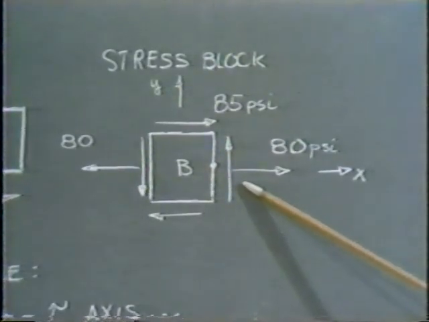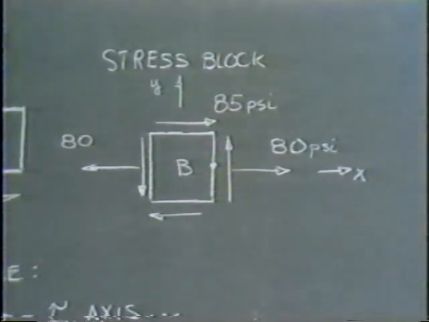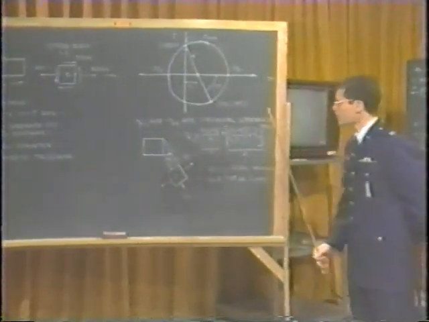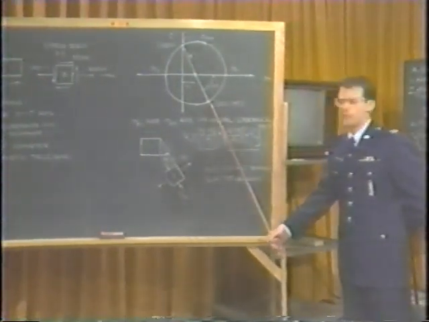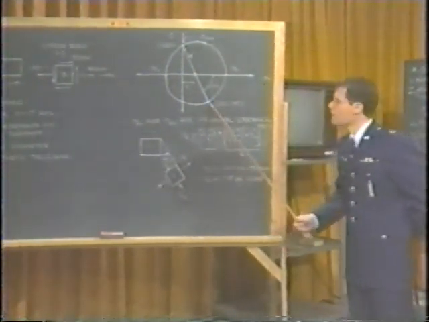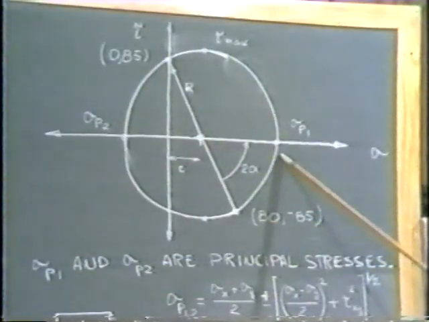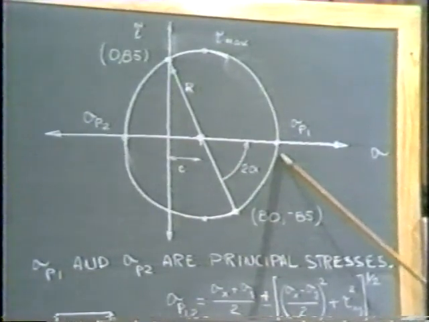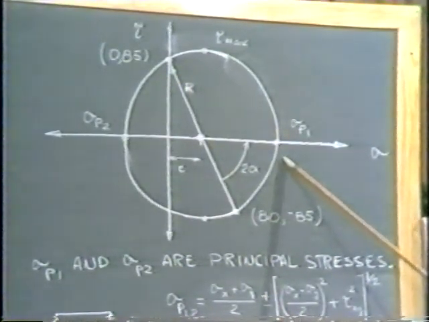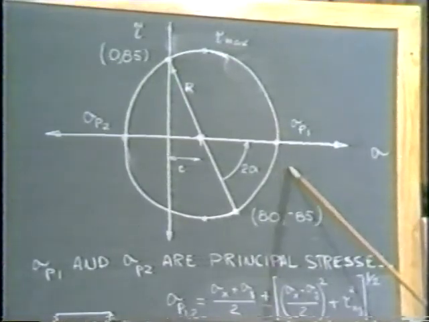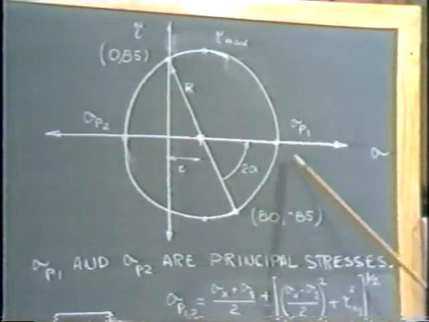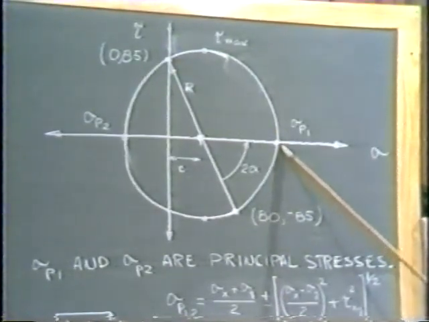That, of course, is plotted as one of our points over here on our sigma tau axis, one of our first points we found. But various points around the perimeter of the circle also represent states of stress at other locations inside the stress block. There are two very important stresses that we would like to find.